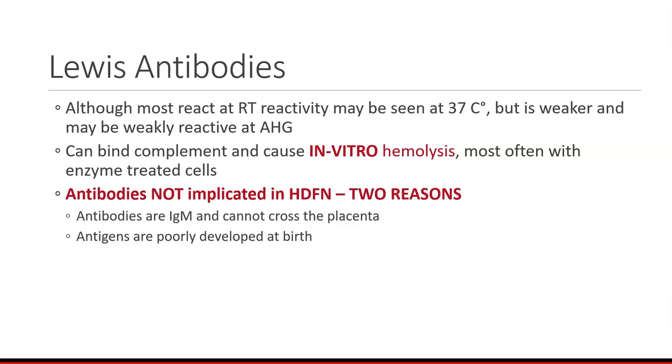The Lewis antibodies are not implicated in HDFN, and there's two reasons. The antibodies are IgM and cannot cross the placenta, and the antigens are poorly developed at birth. Remember, you're born Lewis A neg, B neg, and then you transition to your adult phenotype over the years.